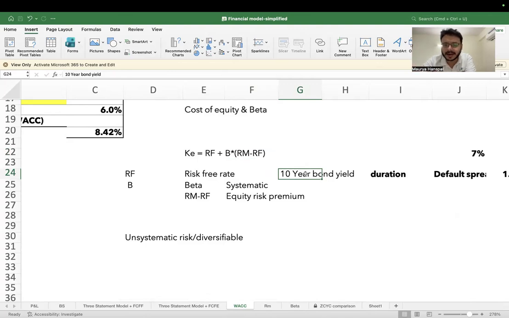Right? But still, we'll calculate that. How to do? We'll take that into account. And again, RF is the risk-free rate. Now, the difference between the return on the market and the risk-free rate is the equity risk premium.